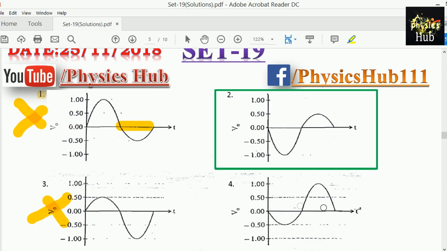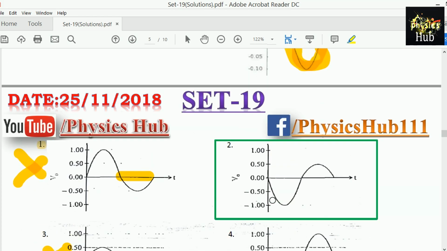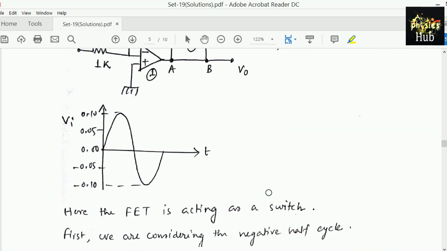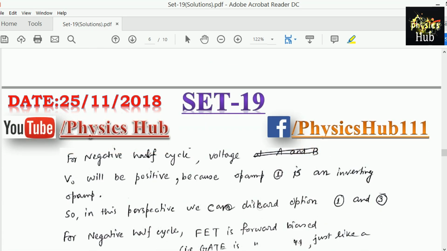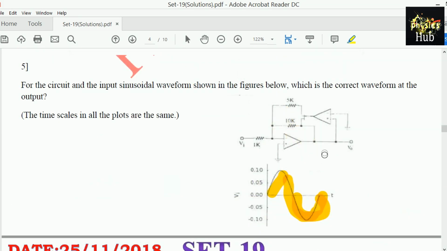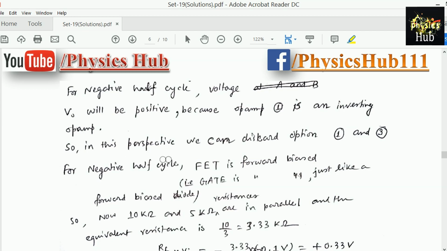Now the remaining two options are these. We have to choose the correct option from these two, so we have to use some other logic. Here the FET is acting as a switch. First we are considering the negative half cycle. For the negative half cycle, voltage V0 will be positive, because that is an inverting amplifier and it will have a phase shift. If you give negative voltage here, you will get positive voltage here. So in this perspective we discarded 1 and 3.